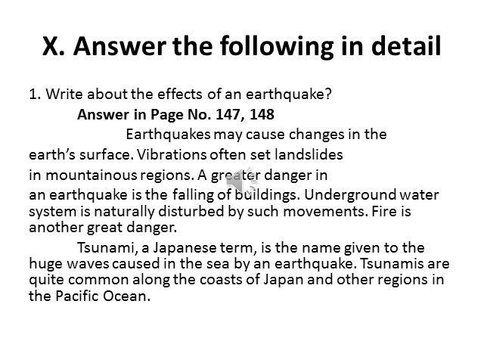Earthquake may cause changes in the earth surface. Vibrations often set landslide in mountainous region. A great danger in an earthquake is the falling of buildings. So up to that mark. Then in that paragraph, the last 2 points: underground water system is naturally disturbed by such movement. Fire is another great danger.